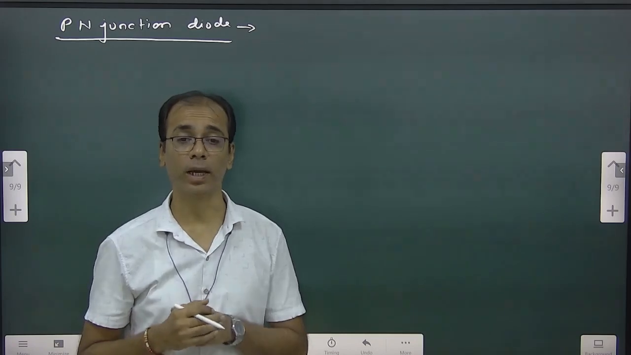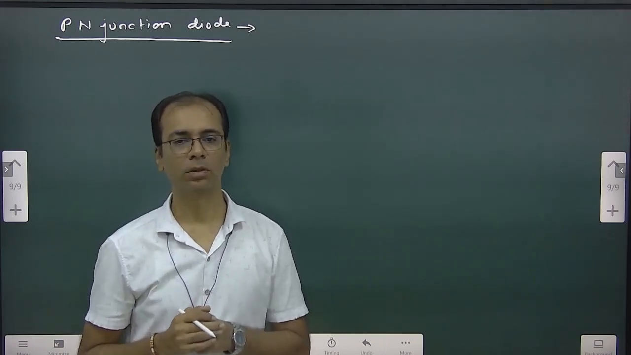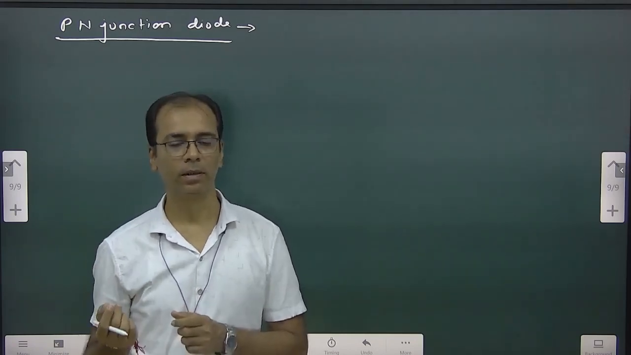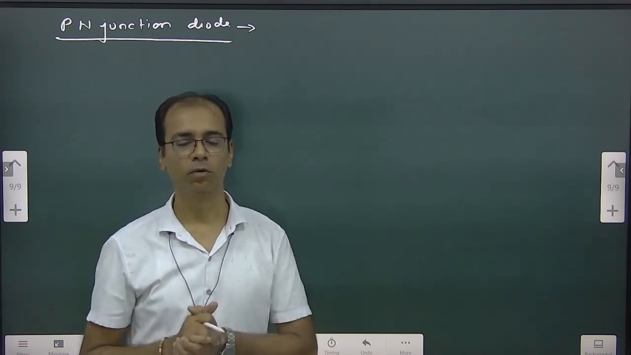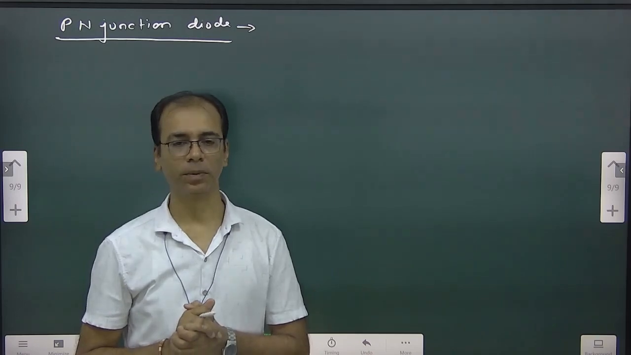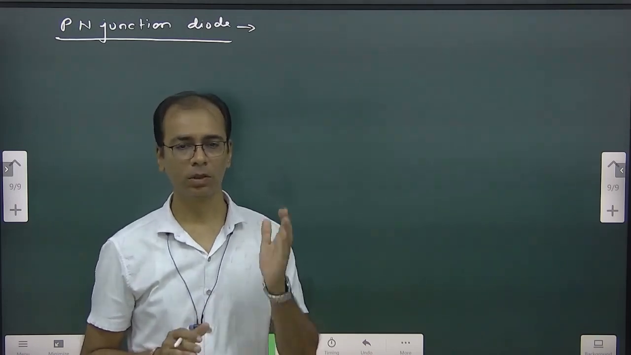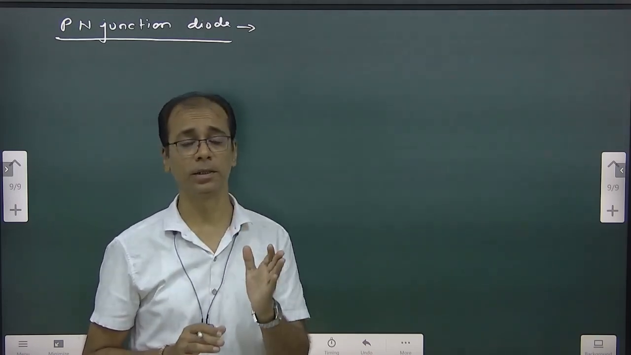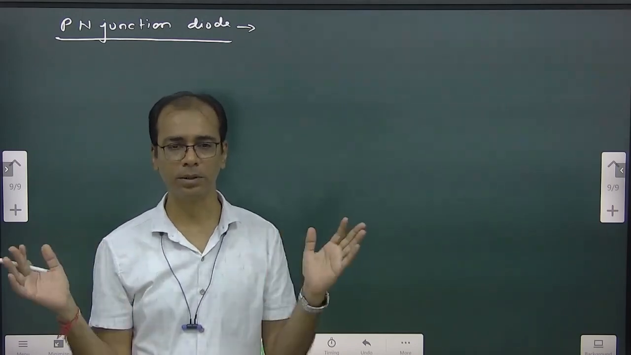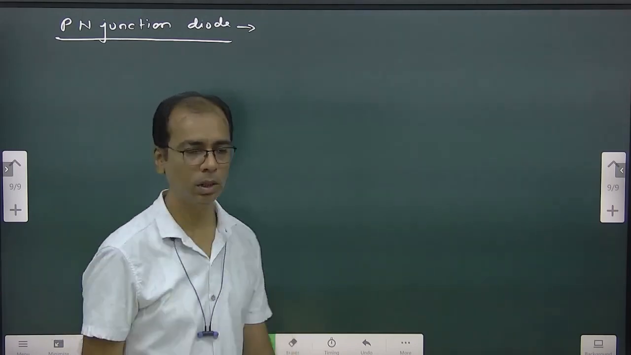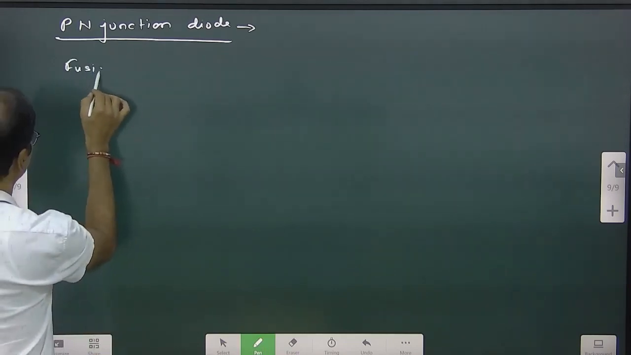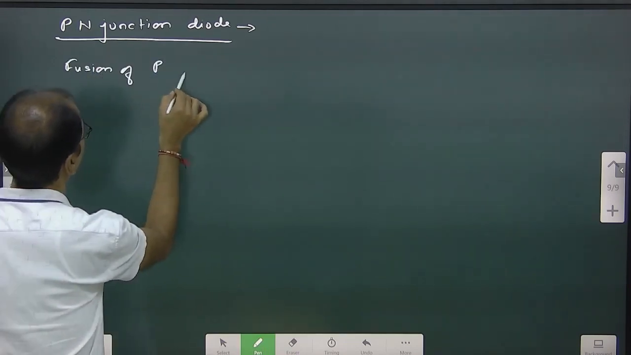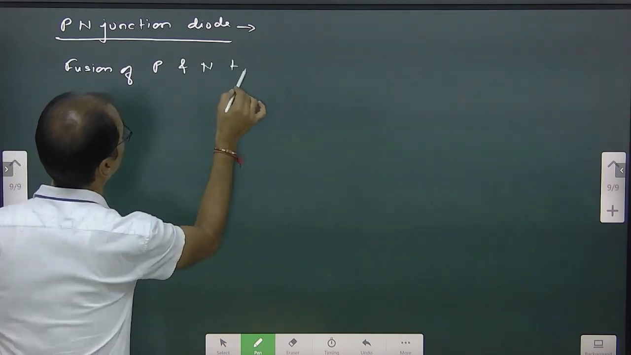And this is called what? Diode. This is called diode. That means one will be anode and another will be cathode, and then there will be flow of current between them. That is what we are going to see. So one P-type semiconductor, N-type semiconductor we are fusing. Fusion of P and N type of semiconductor.